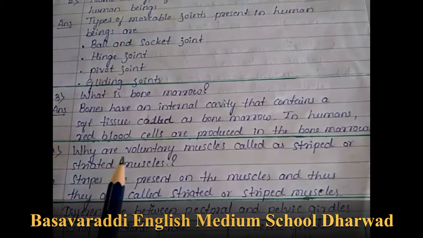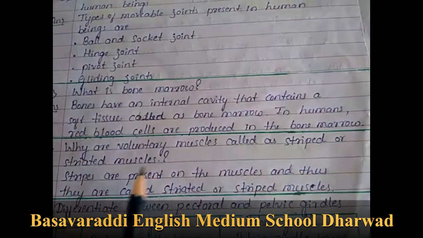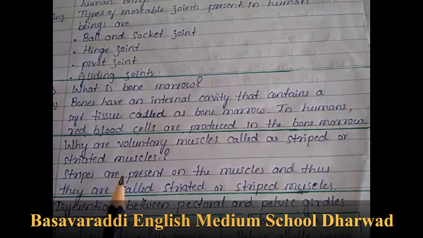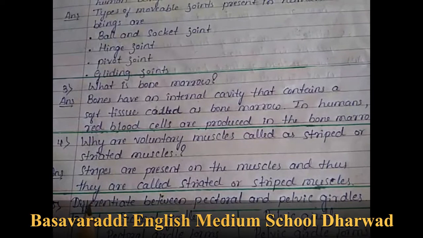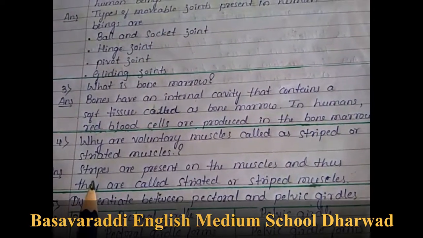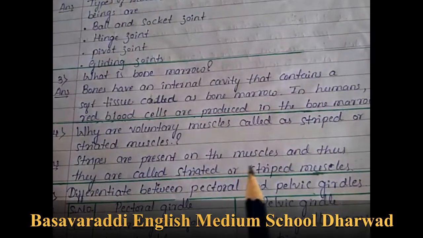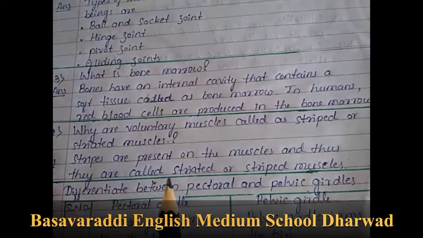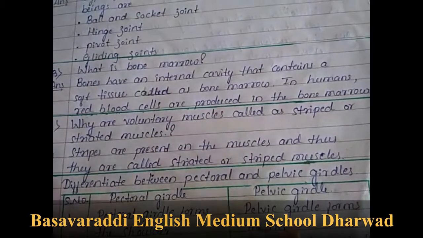Fourth one, why are voluntary muscles called striped or striated muscles? Answer, stripes are present on the muscles and thus they are called striated or striped muscles.